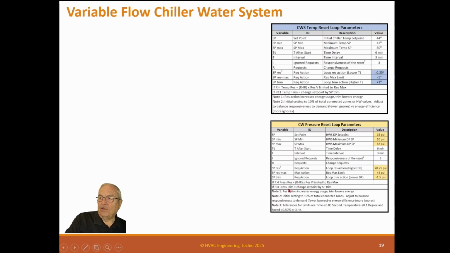Then the last one: if R, the request, is less than the ignored request, which means it'd be 0, of course, then the change will be the set point trim. So we don't go down slow, we go down quickly because we want to save energy. So if we can go down, we'll go down quickly. Then if we have to go back up, we'll go back up. So that's the process. Remember the 10%, this 3 is 10% of our connected load, and our tolerances are the same, which are time limits a half a second, temperatures 1/10 of a degree, and speed is 0.5%. So those are the same tolerances as before, and that's the chill water pressure reset loop.